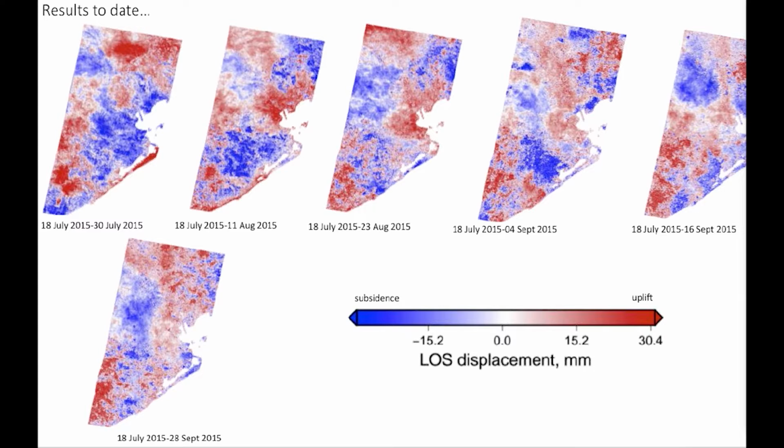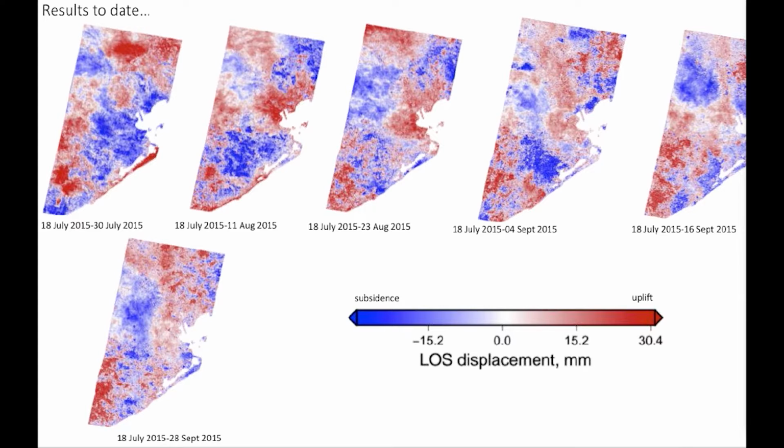The blue areas represent subsidence, and the red areas represent uplift. Now, we still have yet to apply the atmospheric and DEM corrections, but we are confident that we know that subsidence is occurring in this area. It's just a matter of determining whether it has remained stable. Are these rates stable? Have they decreased? Have they increased? We don't know.